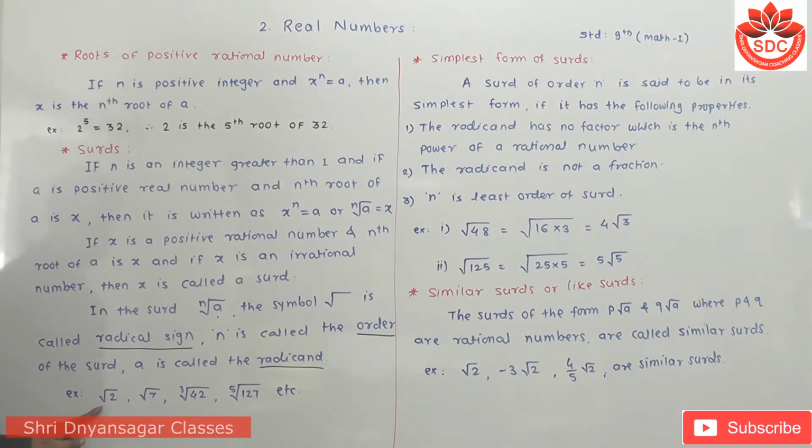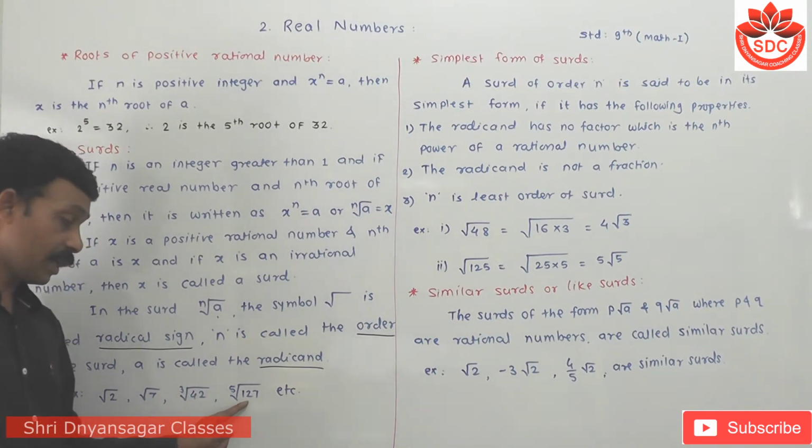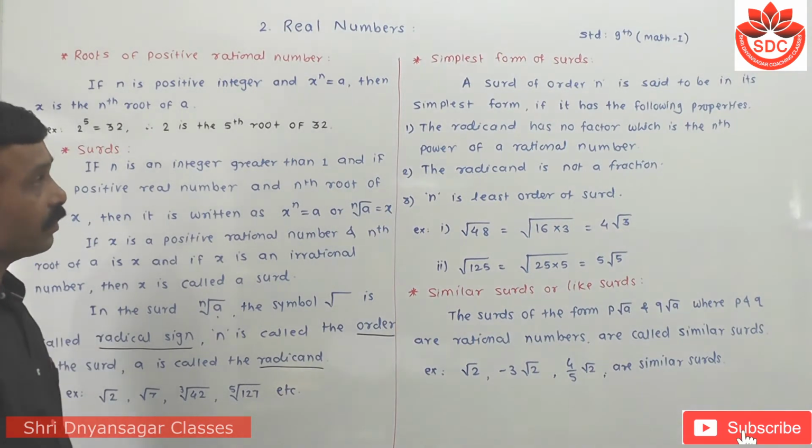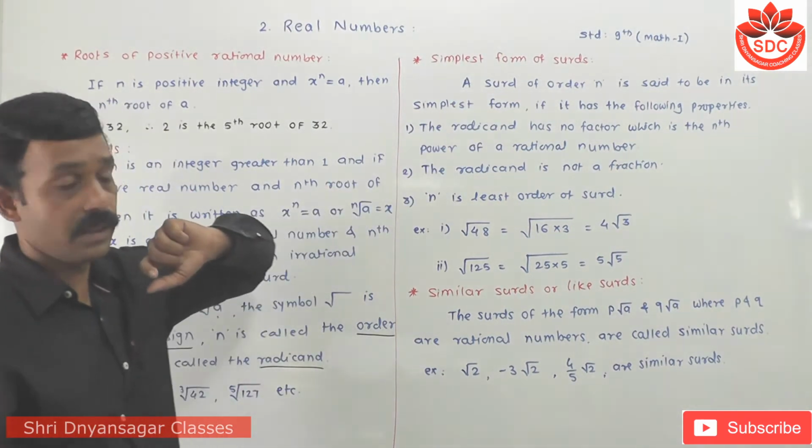For example, root 2, root 7, cube root of 42, fifth root of 127. Here in root 2, 2 is the radicand and the order is 2. Here also 7 is the radicand, the order is 2, and this is the radical sign. Here the radicand is 42, this is the symbol for the radical sign, and this is the order. The order is 3. Here the order is 5. The radicand is 126, etc.